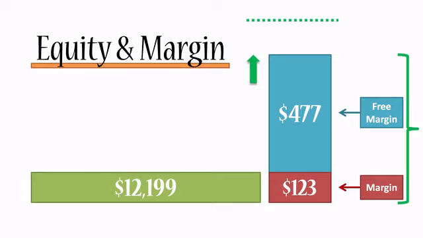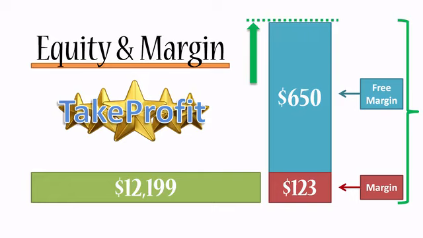And that's a good thing because now you can use this free margin to open more transactions if you wish to do so. But we're not going to go into that. Let's continue with this example. So your free margin is increasing, your equity is increasing, and the market keeps moving in your favor, and it hits your take profit. Hooray! Your free margin has increased, your equity has increased. At the same time, you can see that the margin is still the same, still $123, and the amount of money that you borrowed from the broker hasn't changed. It's still $12,199.